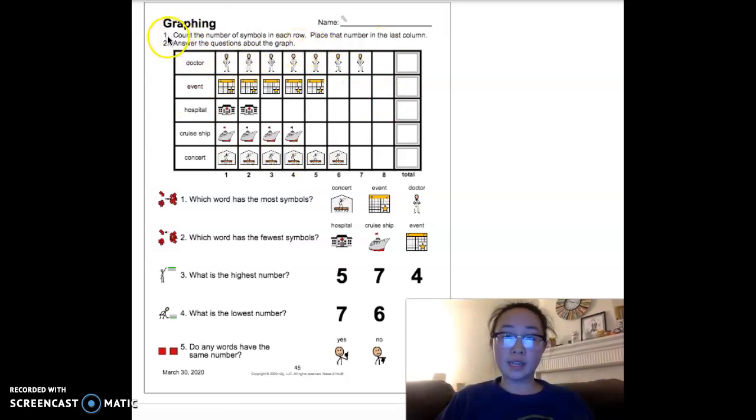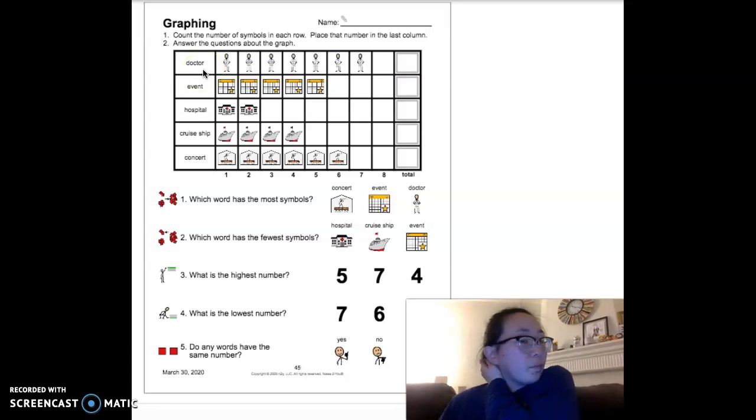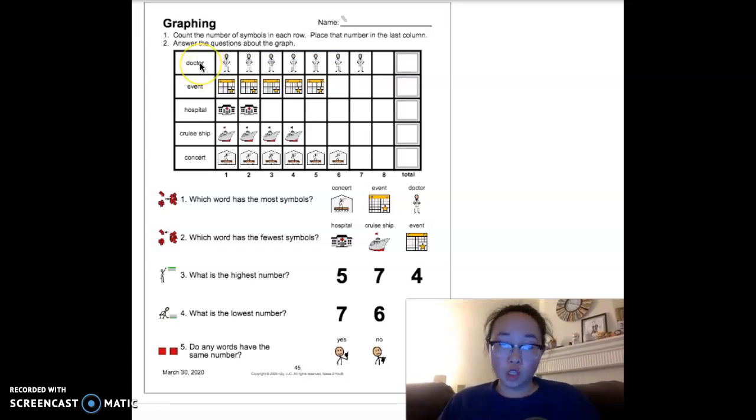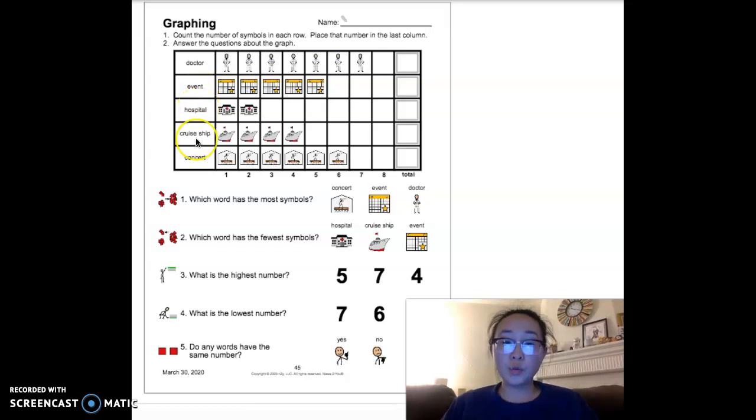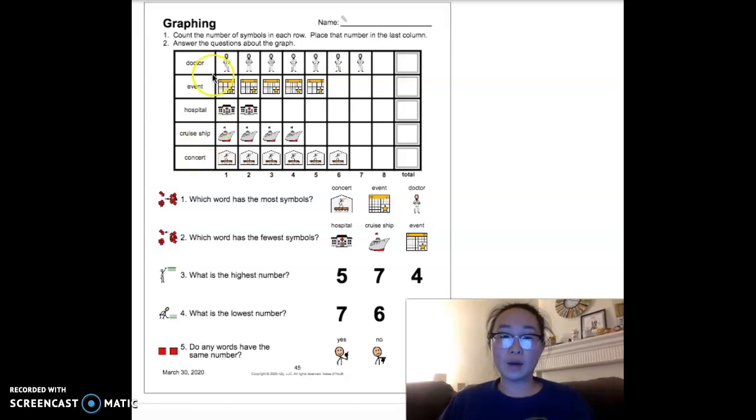The directions say, number 1, count the number of symbols in each row. Place that number in the last column. Number 2, answer the questions about the graph. So let's look. The first word is doctor. We have event, hospital, cruise ship, and concert. So let's count our first ones.